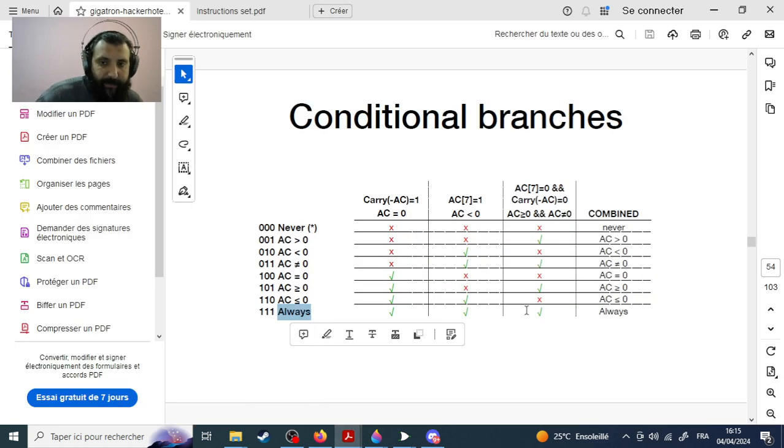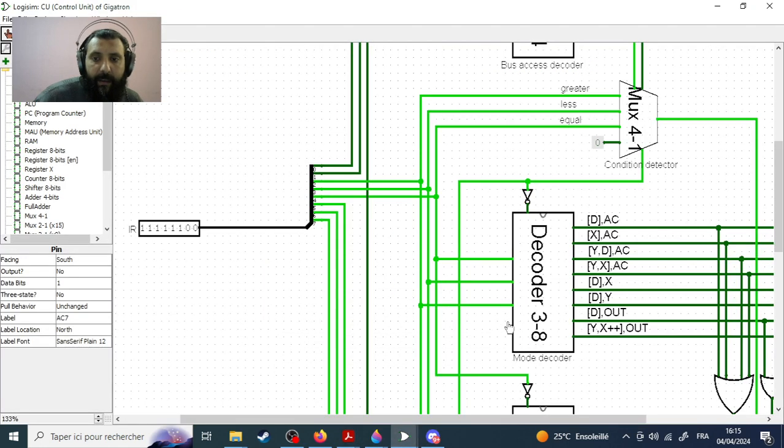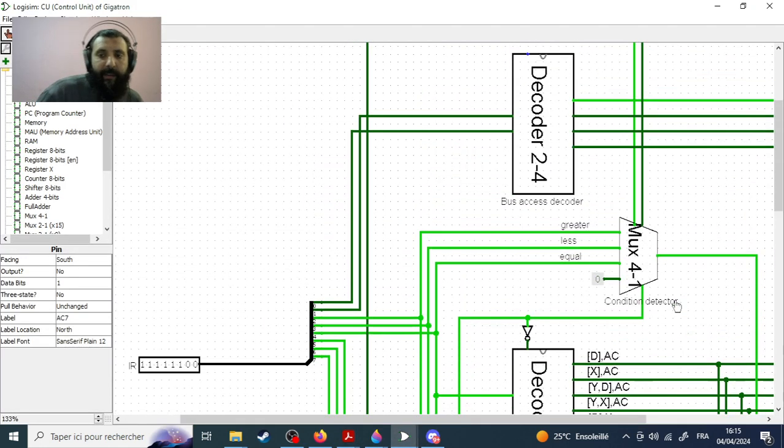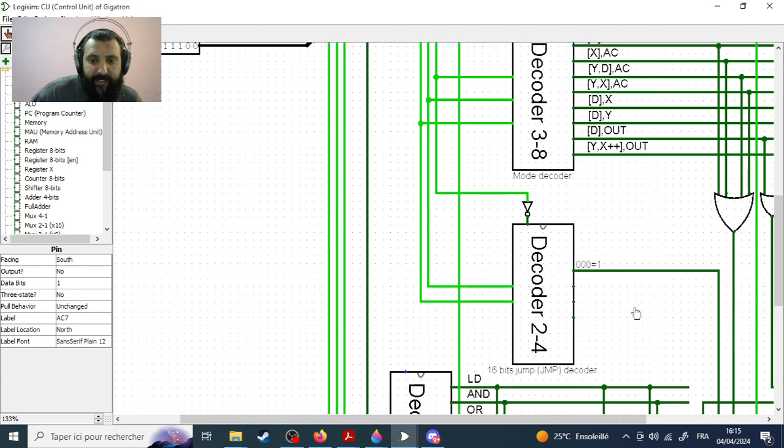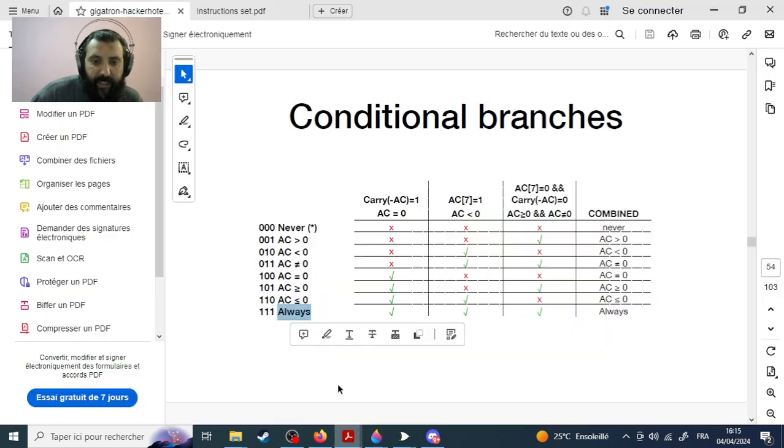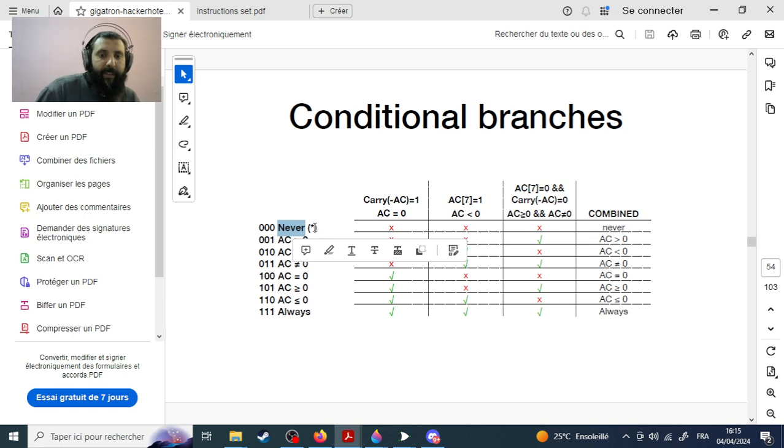Do you have questions before I continue? No question. It's pretty difficult, but you can understand it. We have the last situation. It's a special situation. This one with the star. Never is a special case. It's a special case to use what we call a far jump. What is the far jump? We have a near jump and we have a far jump.